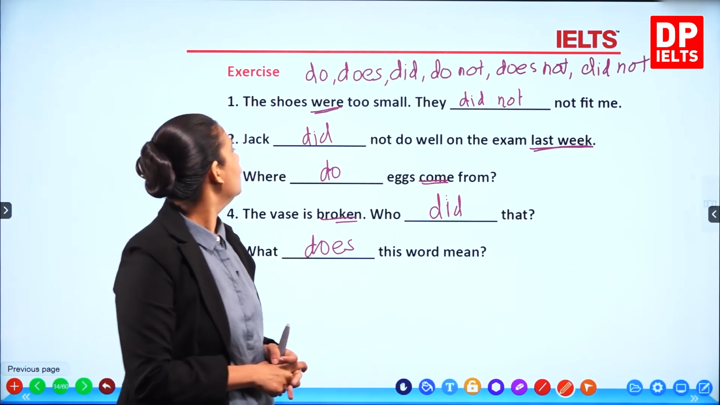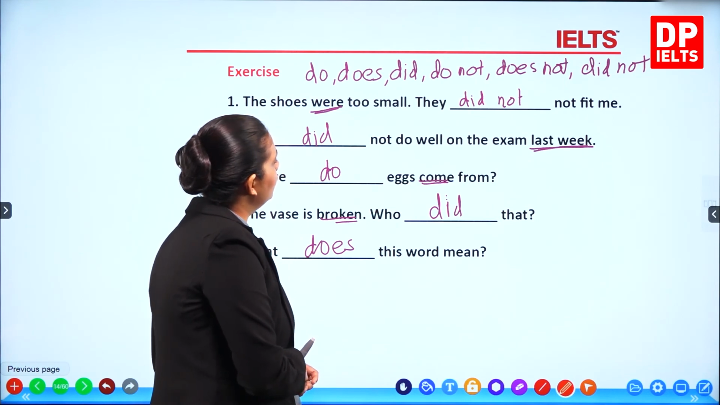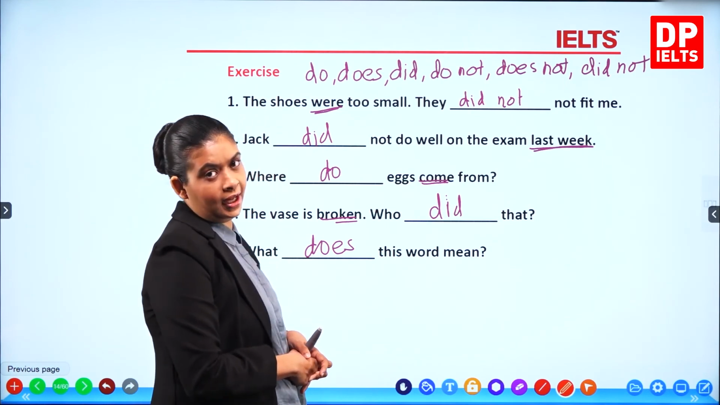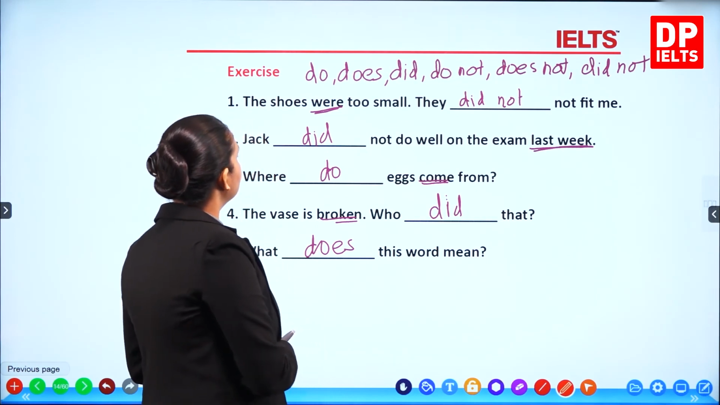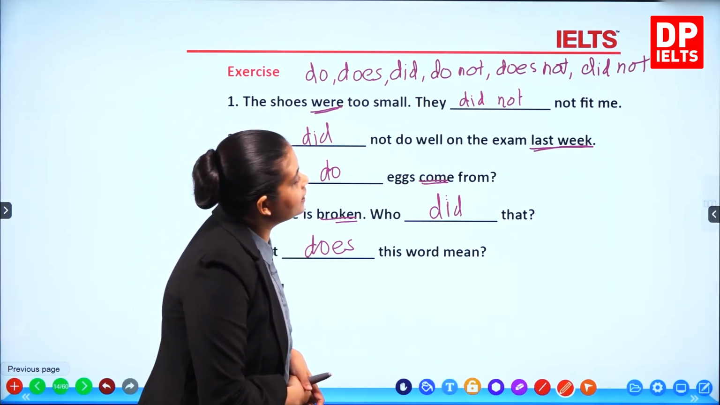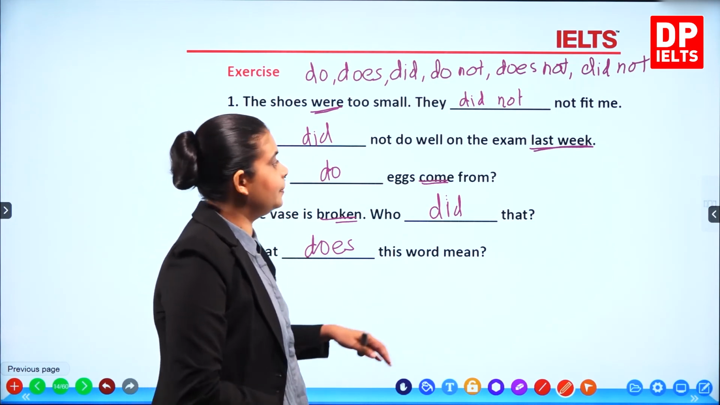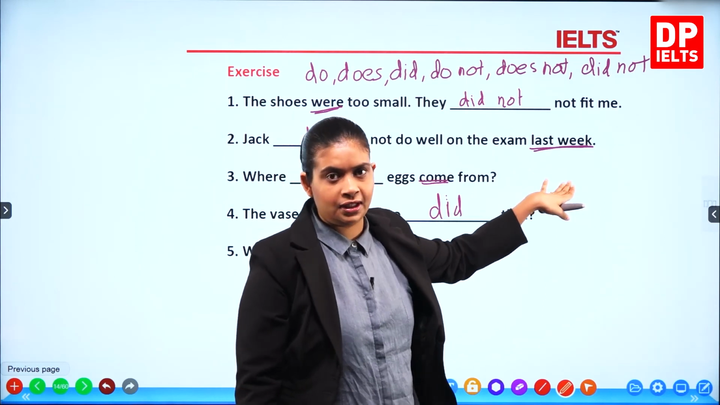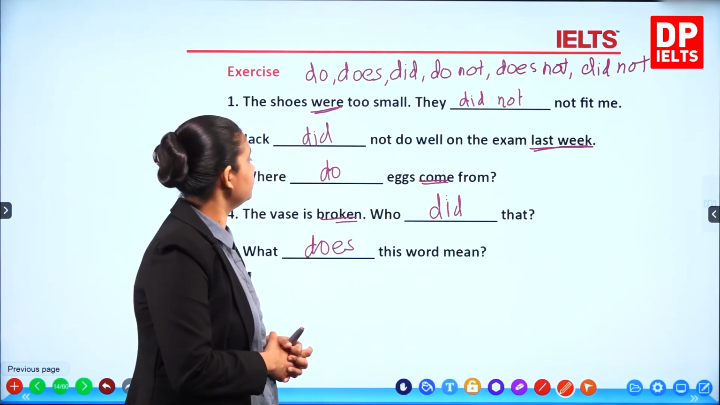Right? The shoes were too small. They did not fit me. Jack did not do well on the exam last week. We know it says last week, so that is why we used did.